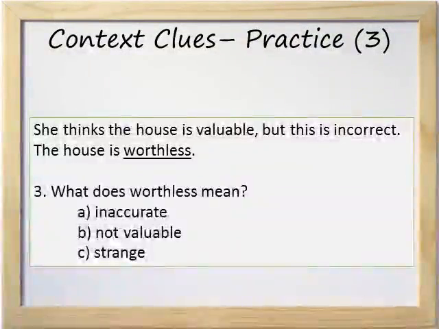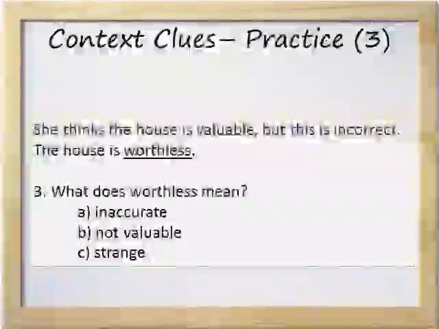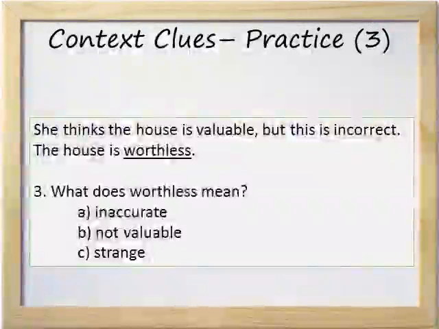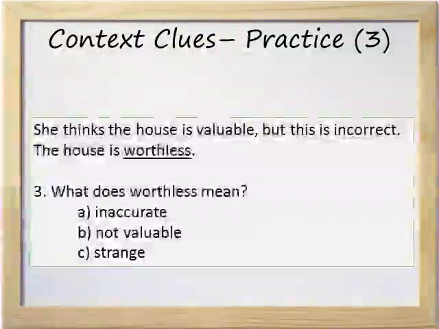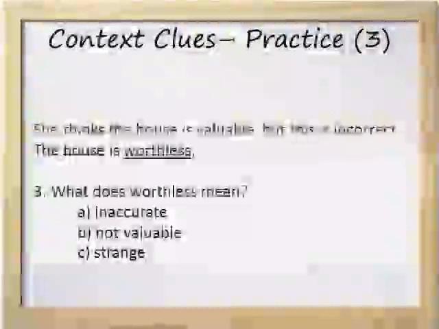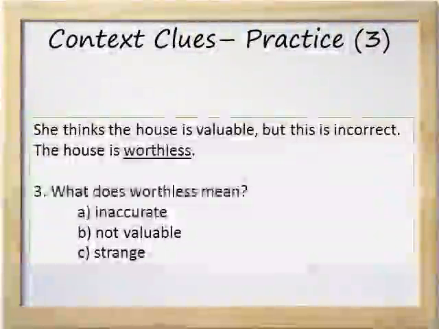Think about the context clues that can help you answer this question. She thinks the house is valuable, but this is incorrect. So if that's incorrect, what does that mean about the house? Let's look at the answer. B, not valuable.